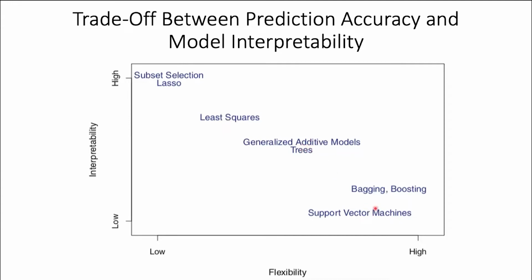Okay? And support vector regression is all the way down here. Pretty high flexibility, but very low interpretability. So the idea is you can make a really good prediction, but you can't really tell how the model got there. You can't extract useful knowledge from the model after it's been trained, which is unfortunate. In some cases, having the best of both worlds is an active area of research.